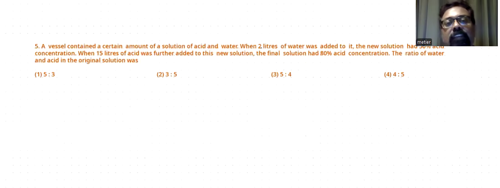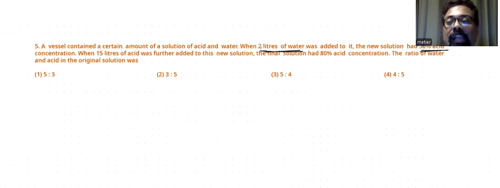A vessel contains a certain amount of solution of acid and water. Now, I told you in the previous video, and again the same thing, that you can continue with observation and data pickup. Check it. After adding 2 liters of water, we have 50% acid now.